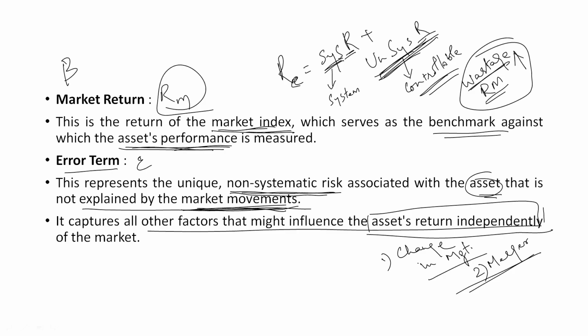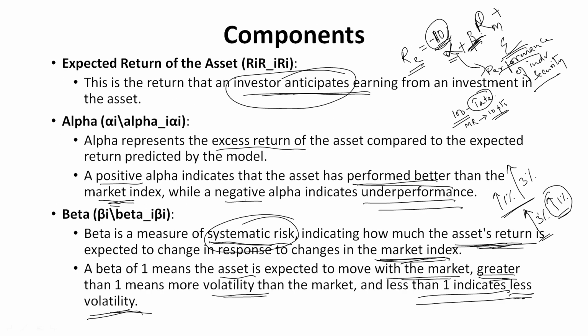So total risk is nothing but systematic risk plus unsystematic risk. Systematic risk we have already taken into consideration when we discussed market return, when we discussed the individual stock return, that is alpha, calculation of alpha. So here alpha and beta into RM.